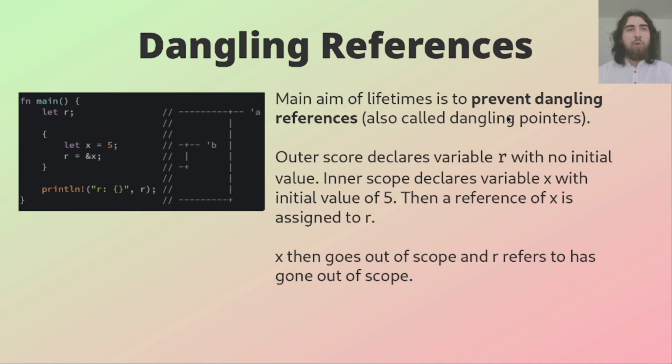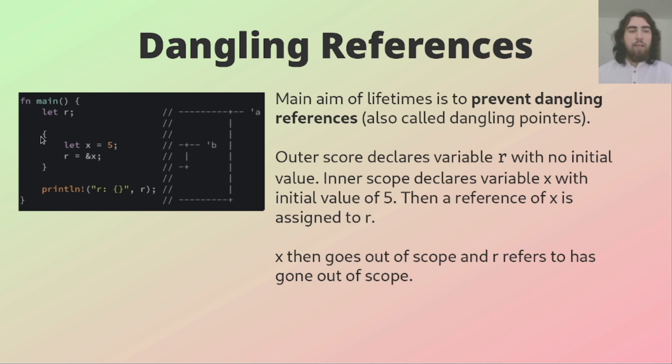Actually, the main aim of lifetimes is to prevent dangling references, also called dangling pointers. So let's see, we are here in main and we declare a variable r. We don't initialize it with a value, we're just declaring it, meaning the compiler will infer a lifetime of 'a for this variable. And the lifetime 'a in this case is valid until the end of the main scope, right?